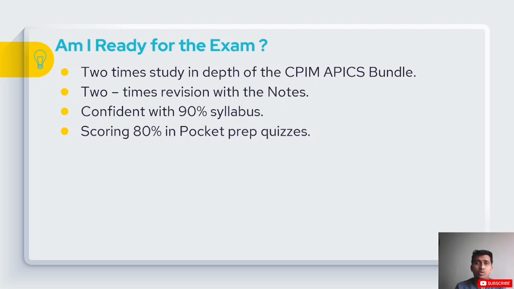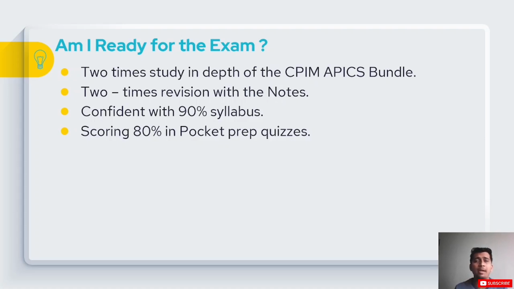Next thing, about the quizzes. So now, with this much level of preparation, if you are able to score 80% in the Pocket Prep quizzes. I won't suggest the learning system quizzes here, because the questions in the learning system are sometimes very difficult, very complicated, especially for Part 1, and the type of questions are not much relatable to the type of questions coming in the actual exams. So that's why here I have mentioned 80% on Pocket Prep.